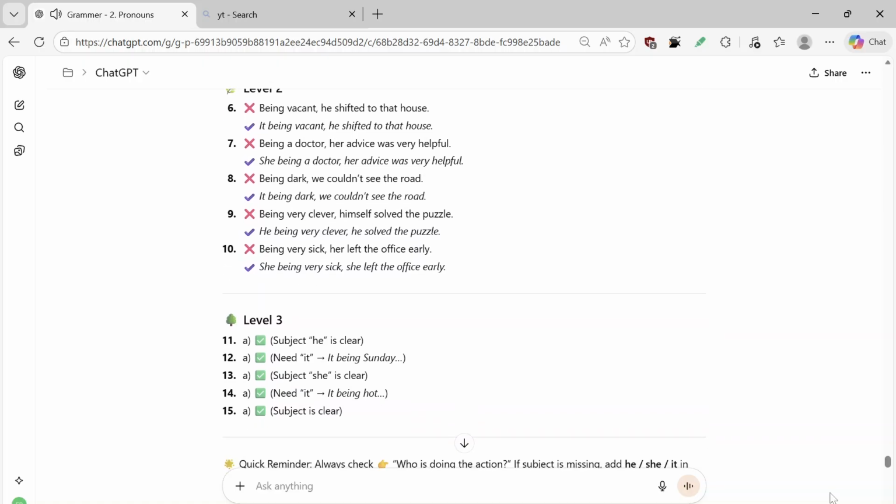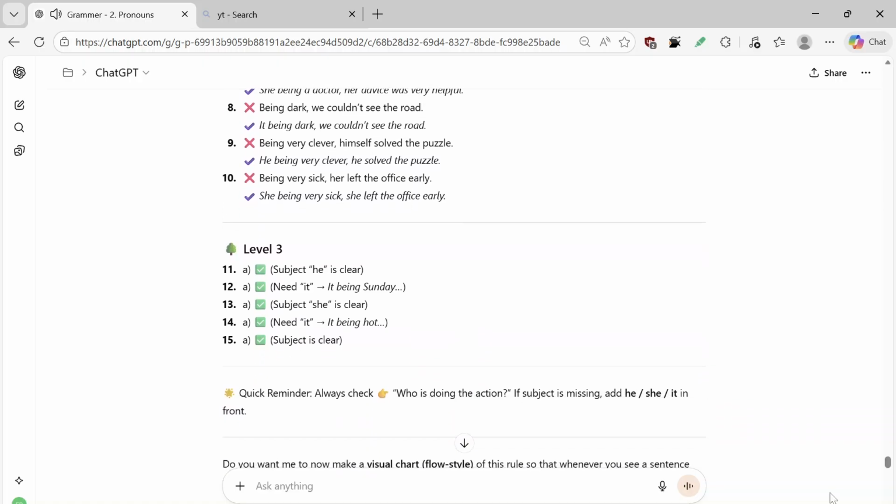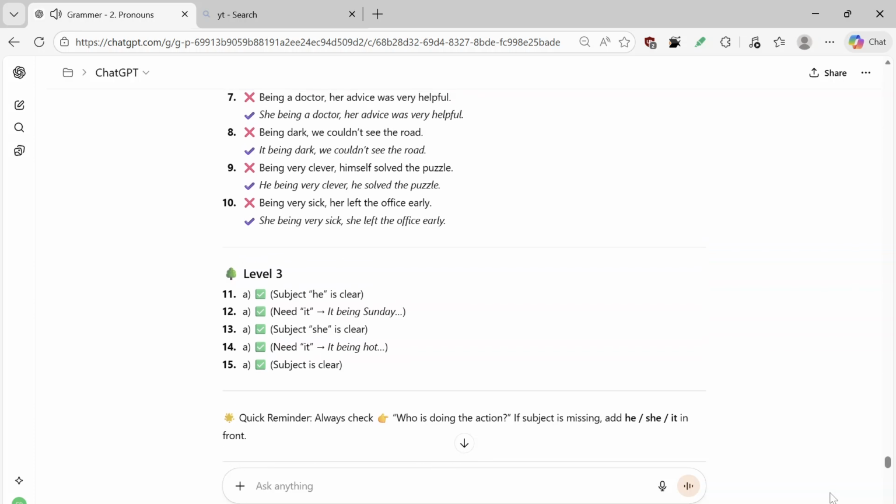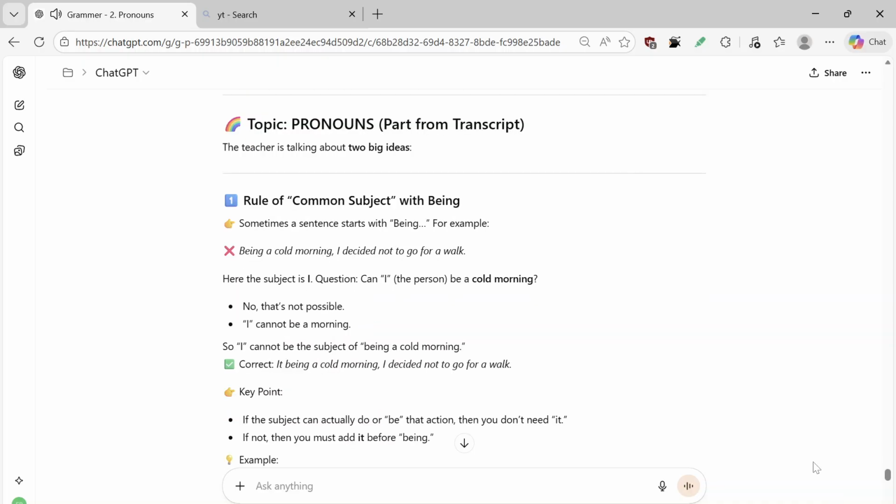Level 3. 11. A. Subject he is clear. 12. It being Sunday. 13. Certain. 14. It being hot. 15. A. Subject is clear. Quick reminder, always check who is doing the action. If subject is missing, add he, she, it in front. Keep examples simple.